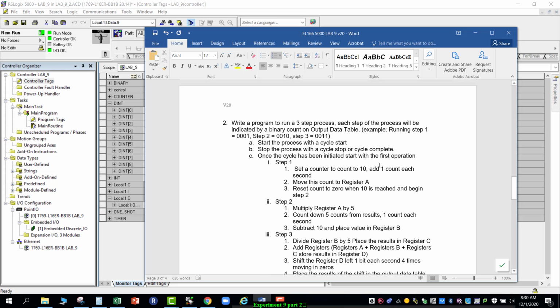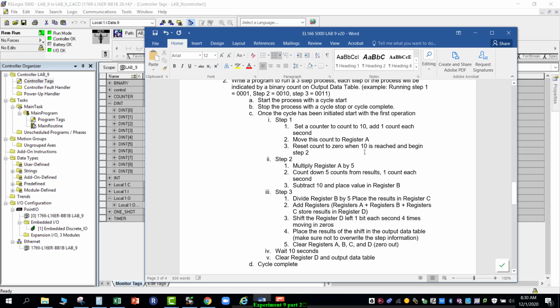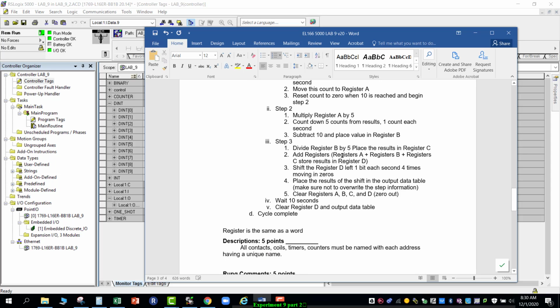Reset the count when it reaches 10. Again, if you use the count directly as A, you've got to make sure you set A's information, because once you reset that count to 0 when it reaches 10, you lose it. So that's why I'm saying you're probably going to want to do the count, move it to register A, and then reset the count, so you're not losing that information in register A. And we start process 2.